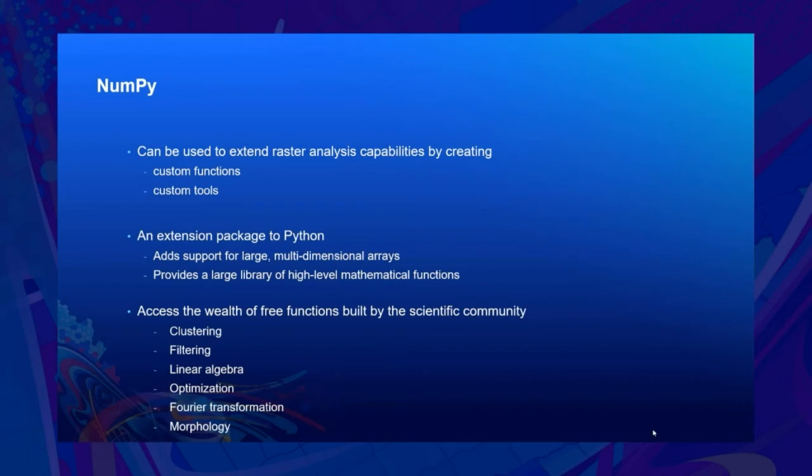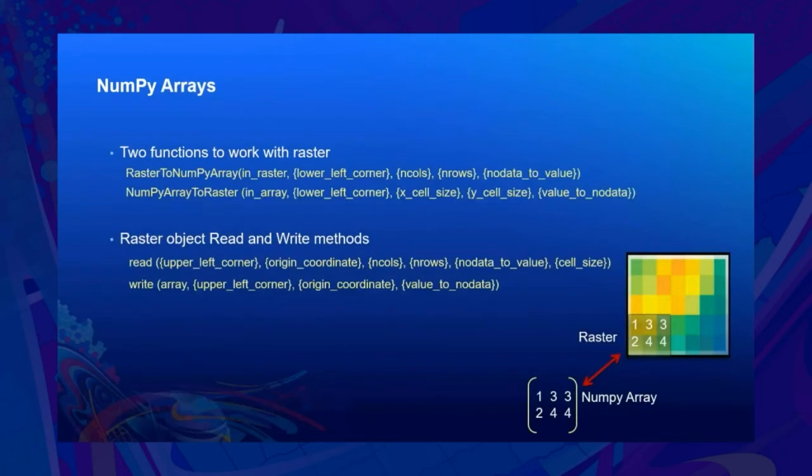This is where NumPy comes into the picture, right? It is useful to write custom functions and custom tools. Now, how does that help with raster? In order to think about it, you have to think, what is a raster? Raster is nothing but rows and columns of cells, which can be thought of as a two-dimensional array.